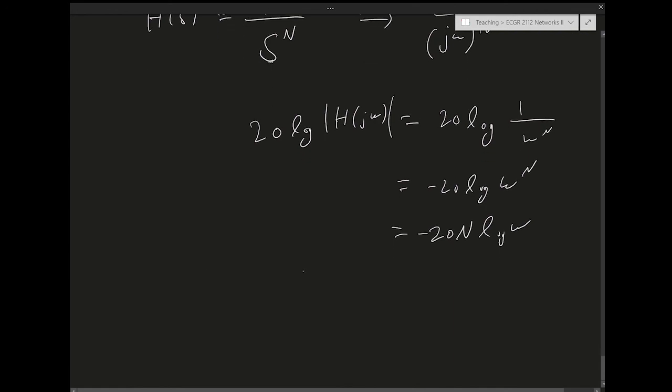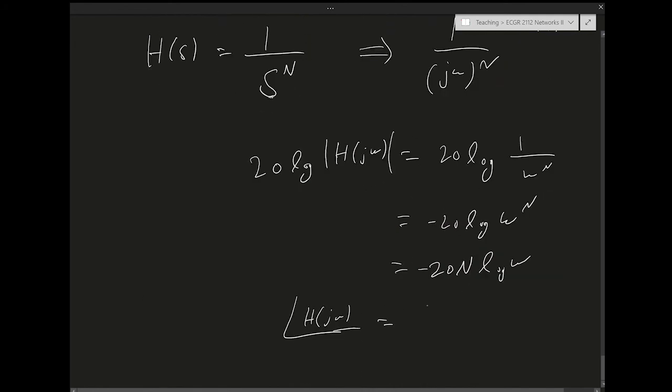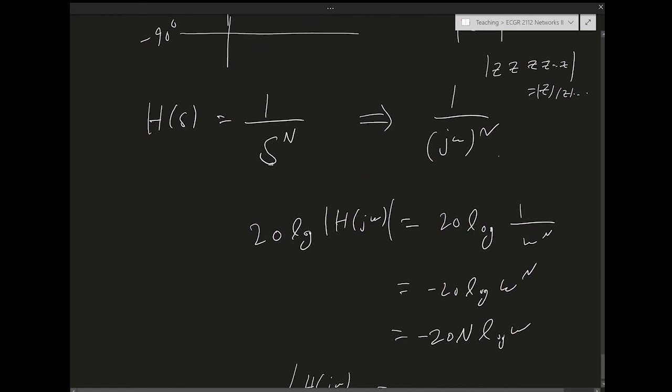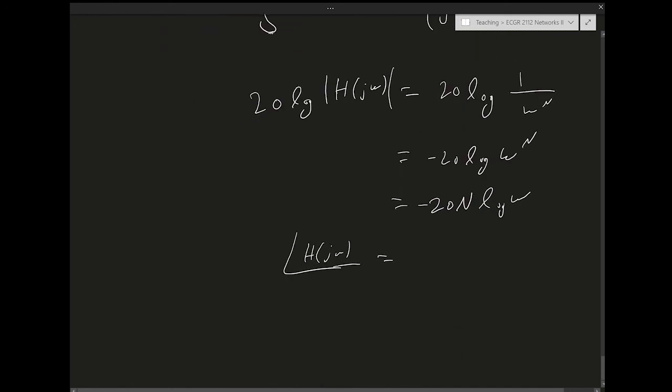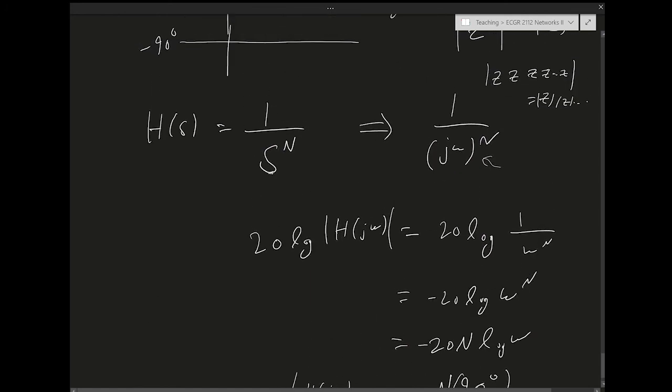Okay, and of course the angle, what is the angle? The angle of H(j omega). So we said when we have a product, we just add the angles. So each one of those gives me an angle of minus 90, but I have n of them. So the angle is minus n times 90 degrees. But the phase will remain constant, but it will be shifted 90 degrees for every power of s.